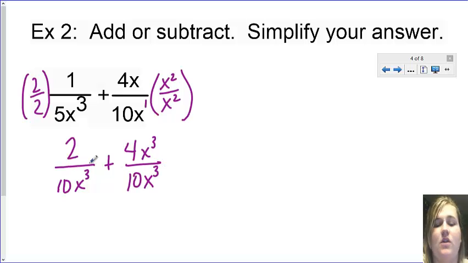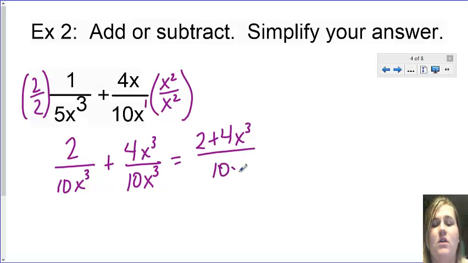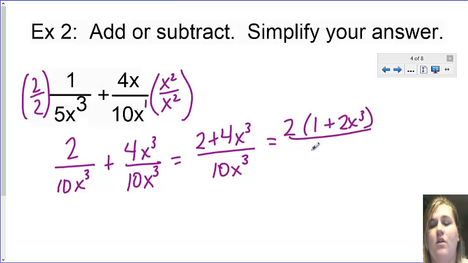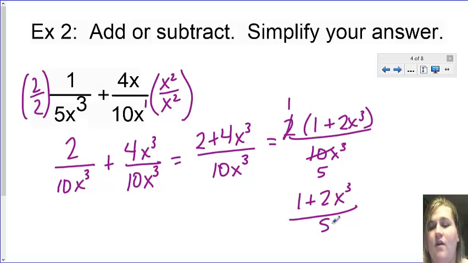Now I have a common denominator, okay? So I can write these together as 2 plus 4x to the third, all over 10x to the third. And I can simplify it a little bit by factoring on top. I can factor out a 2, which leaves me with 1 plus 2x to the third, all over 10x to the third. I can reduce this by 2. I can reduce this by 2. So my final answer is 1 plus 2x to the third, all over 5x to the third. Okay?